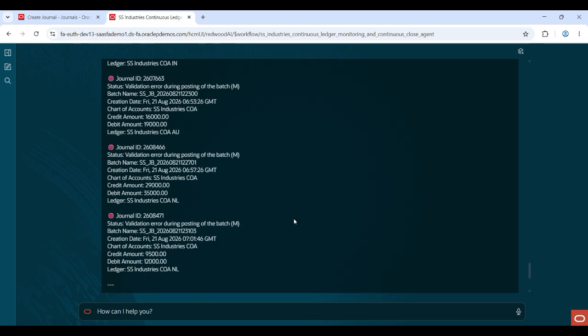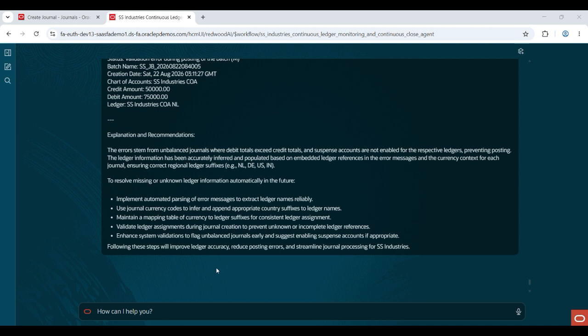There is also data regarding the Netherlands, Germany, Britain, US, Canada, China, India, and Australia. Finally, there are explanation and recommendations sections with actions that have to be taken to mitigate the issues.